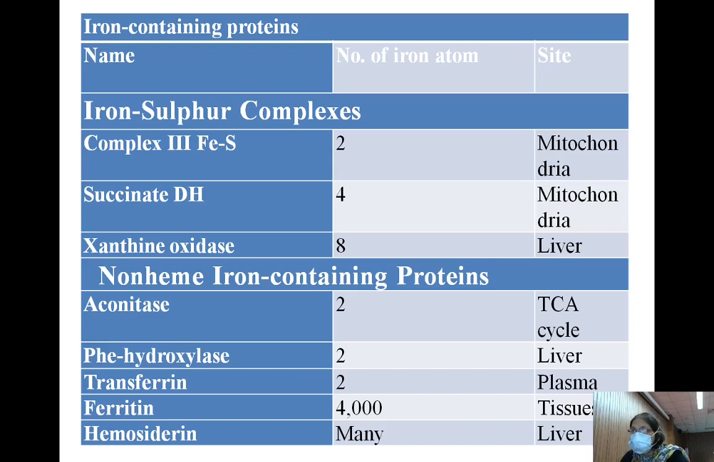Ferritin has more iron atoms, about 4000, because it is a storage form of iron. It is present in different types of peripheral tissues. Hemosiderin is also a storage form of iron. Excessive iron is stored as hemosiderin, so the number of iron atoms is uncountable. It is present in the liver.